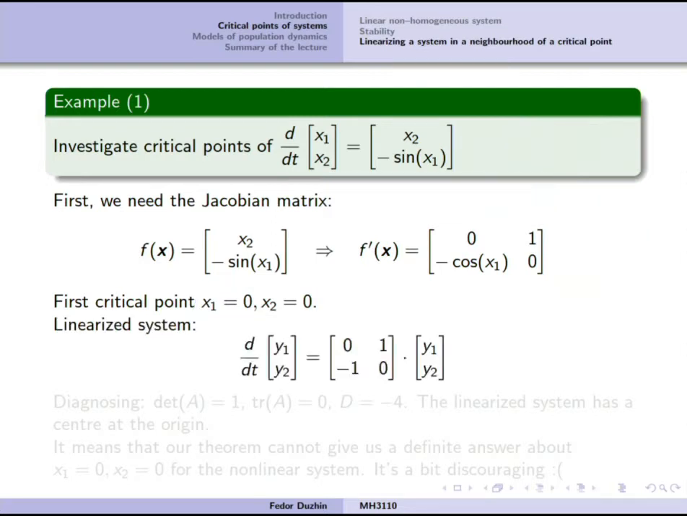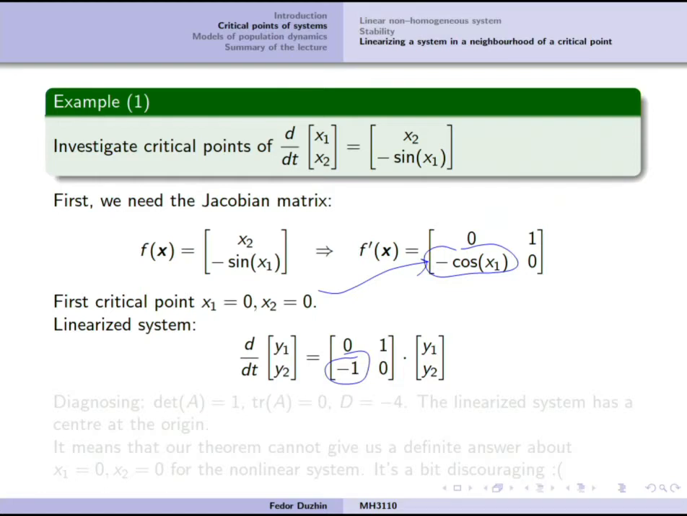At (0, 0), we substitute (0, 0) into the Jacobian matrix, and then cosine of 0 is 1. So the element at this position is minus 1. So we have calculated the Jacobian matrix for the specific values of x1 and x2. And this gives us our linearized system.